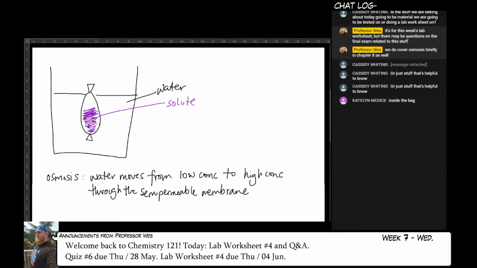Good, the water should go inside the bag. So we could indicate that by going, whoop, here's where our water will flow. It will move in this direction primarily.